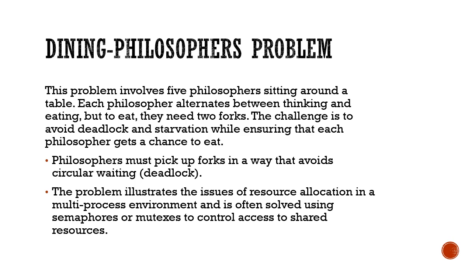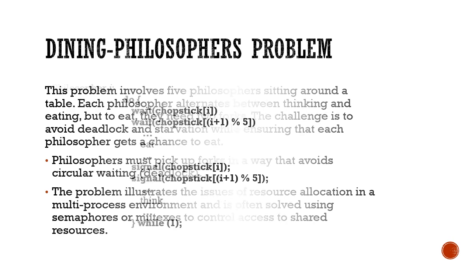Solutions. Mutex: each philosopher may pick up forks using mutexes to ensure mutual exclusion. Chandy-Misra solution: this approach ensures fair allocation of resources by using a token system. Resource hierarchy: philosophers pick up the left fork first and the right fork second, preventing circular waits. The problem highlights the importance of synchronization techniques to avoid deadlock and ensure fairness in resource allocation.